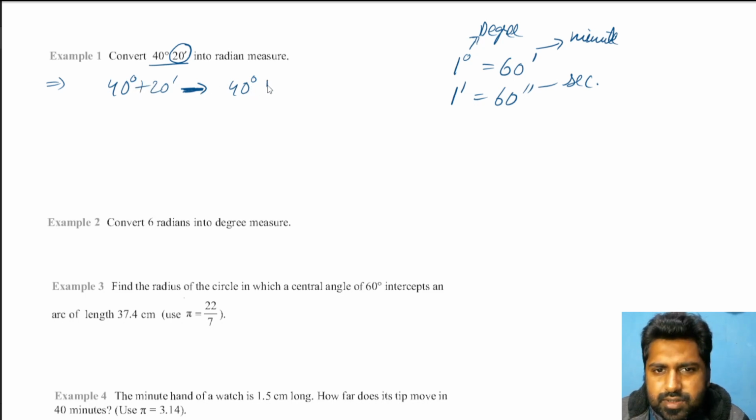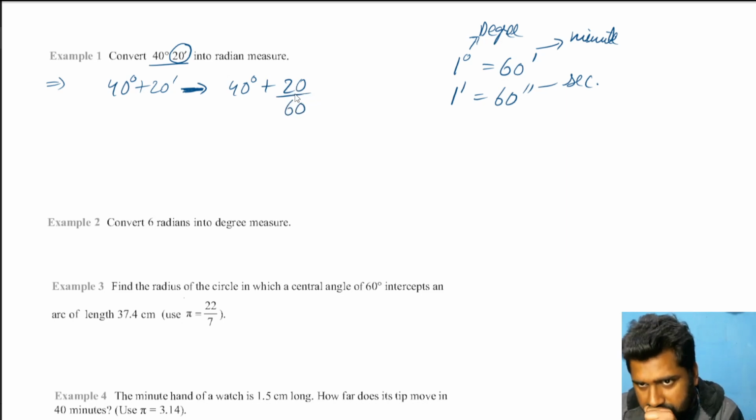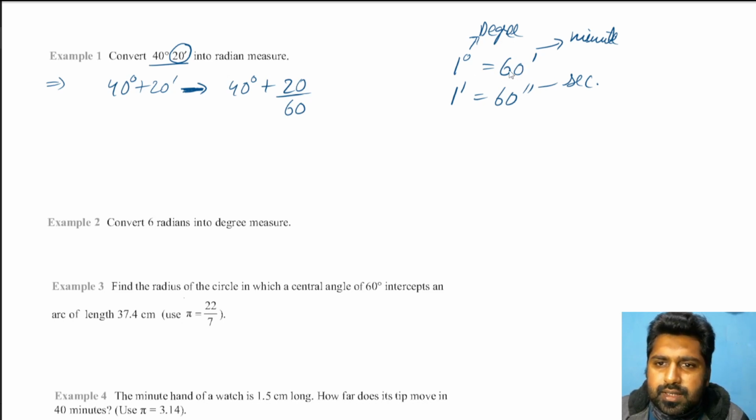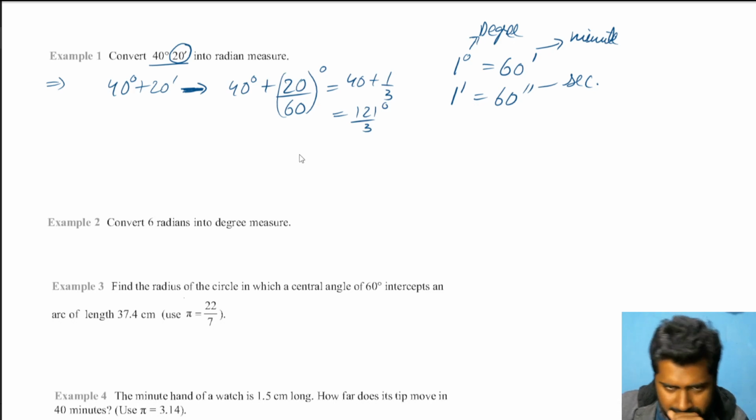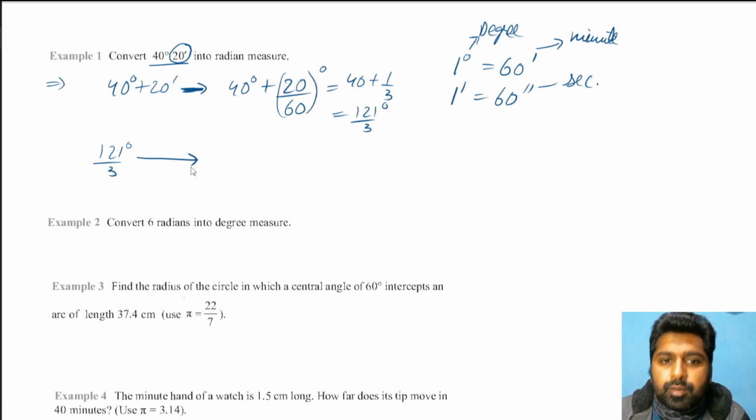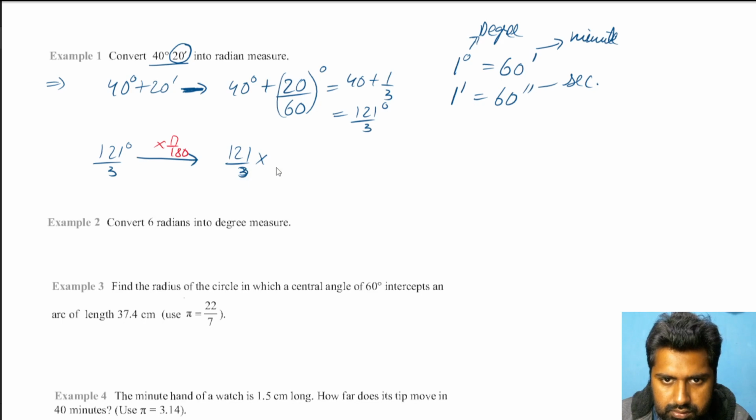So this is 40 degree plus 20 minutes. Plus 20 minutes can be converted into degree by dividing it by 60. Since 1 degree is 60 minutes, 1 minute is 1 by 60 degree. So dividing by this, you will get the degree. That is 40 plus 1 by 3. If I take the LCM, I get 121 by 3 degree. Now 121 by 3 degree, if I have to convert into radian, I have to multiply by pi by 180. That's it. So just multiply by pi by 180. So 121 by 3 into pi by 180.